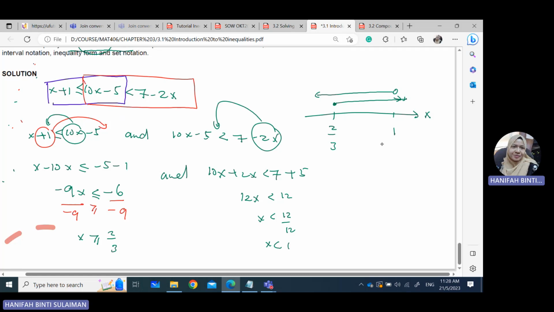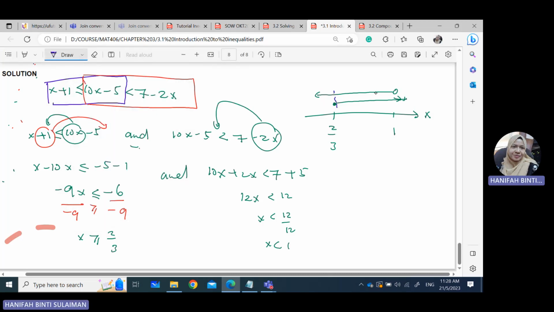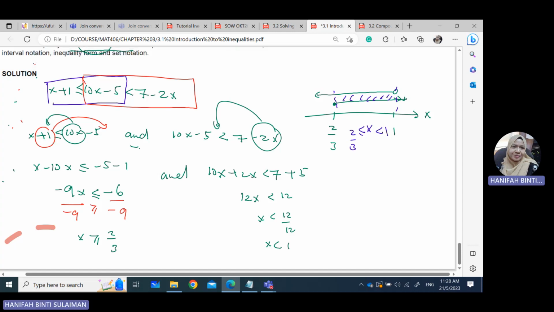So apakah nilai-nilai x? Kita guna n dekat sini, maknanya kita ambil yang overlap lah. N maksudnya dia adalah intersection. So for this case, the intersection values for x is this area. Area sini. So bila area sini, nilai x adalah greater than or equal to 2 over 3. And it is less than 1. So this is the values of x. Okay.